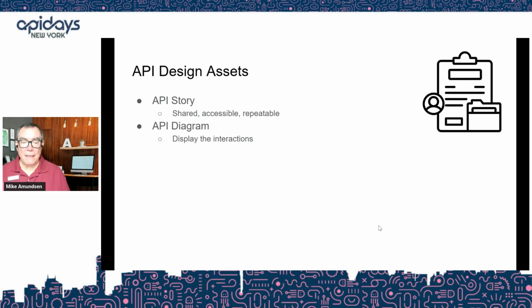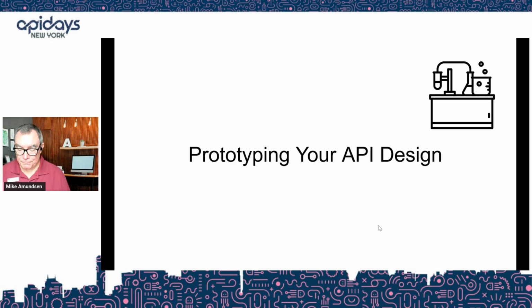There's also the API diagram, which displays interactions, shows how things are connected. And that's really what we're doing with APIs, right? Is we're connecting. And then finally, this idea of a vocabulary, all the magical words that we'll use, field names, object names, resource names, all those things become part of the vocabulary. So story, diagram, and vocabulary, that make up our design assets.